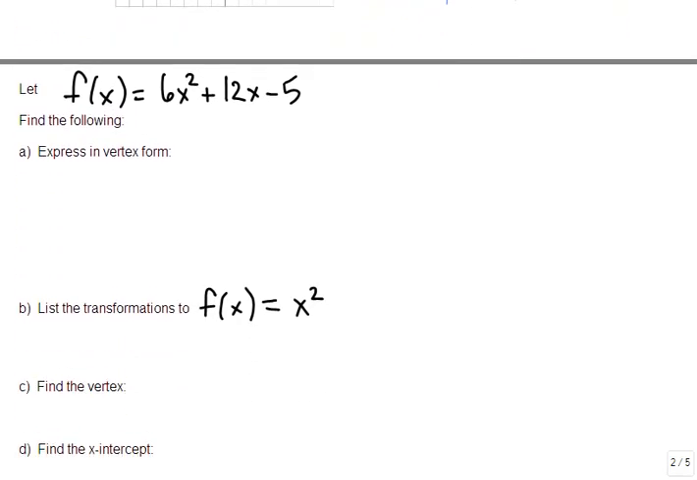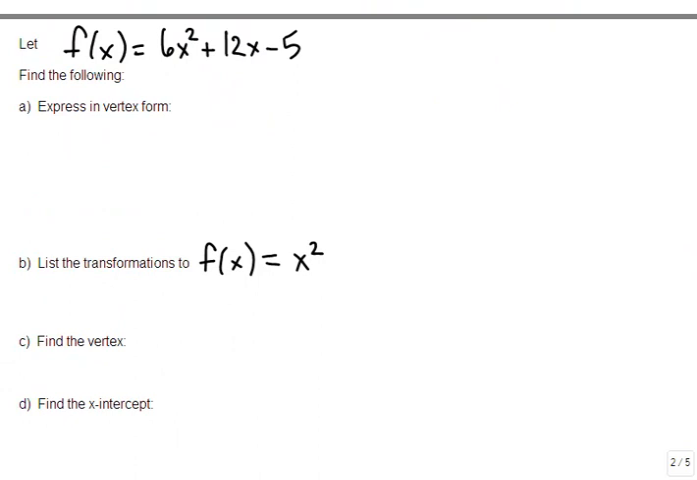We're going to try another one just like it. But this time our function is 6x squared plus 12x minus 5. Again, it's given to us in general form. So if we want to put it in vertex form, you could either complete the square, which is kind of challenging to do, or you can just go ahead and use your vertex formula. So that's the way I'm going to show you here.